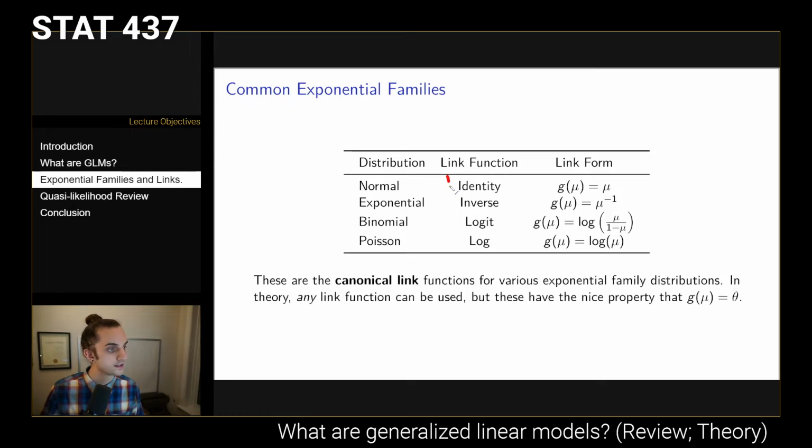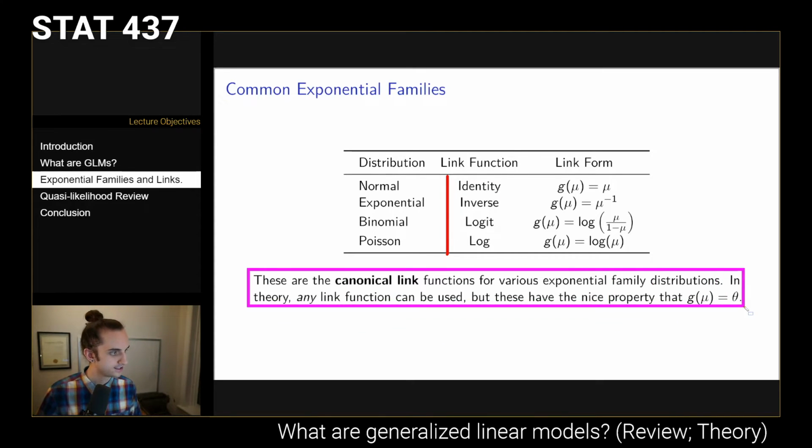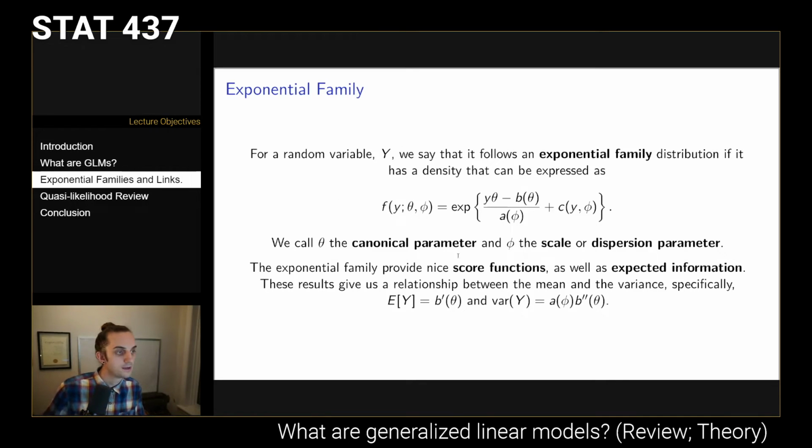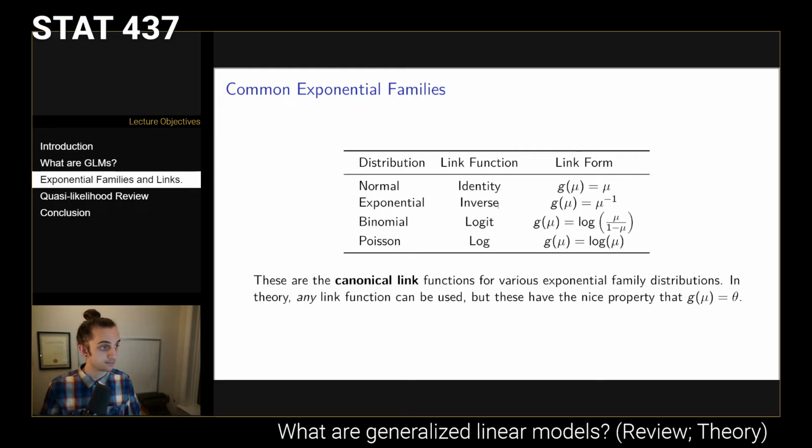Okay, so what are these link functions that I'm providing right here? Well, these are candidate functions to choose for g, and they're a special kind of candidate function. If we read what I'm writing in the text down here, these are the canonical links for various exponential families. So in theory, you can take any link function, but these link functions have the property such that g of mu is equal to theta. Okay, and so what this means is, if we go back to this density, those link functions are all selected such that if you take g of mu, where mu is the expected value of the distribution, so you take g of E of y, then that is going to equal theta.